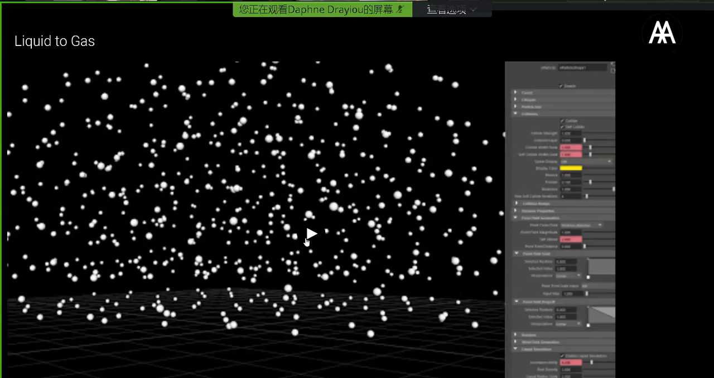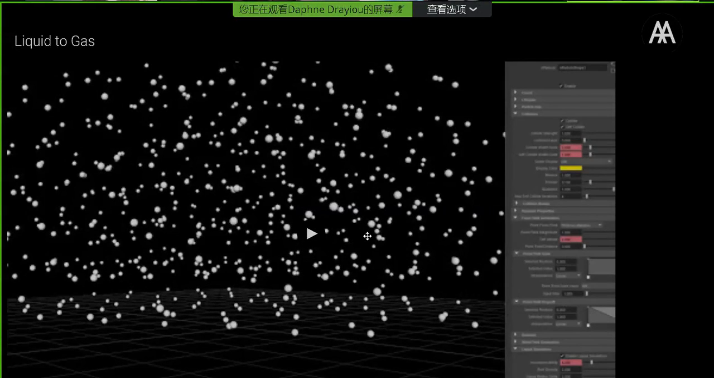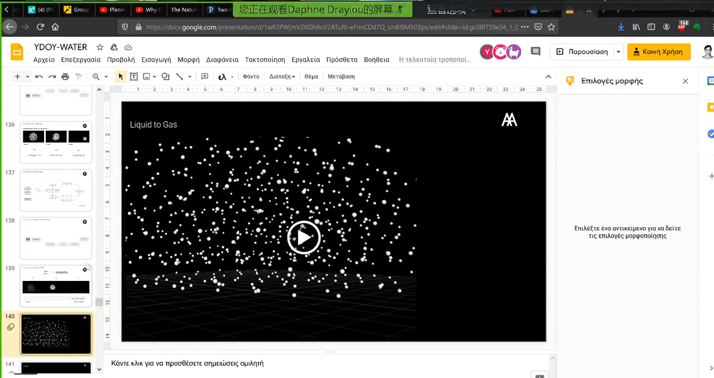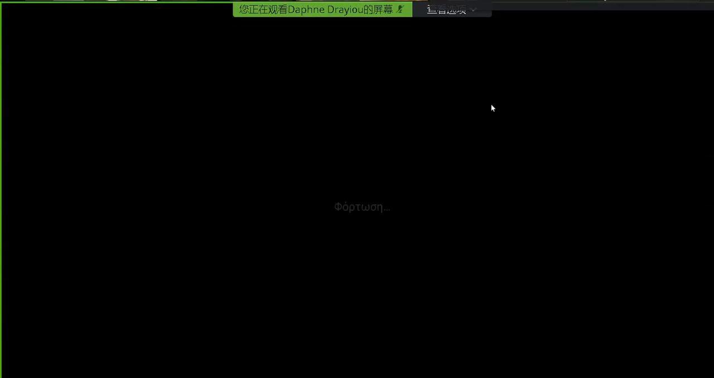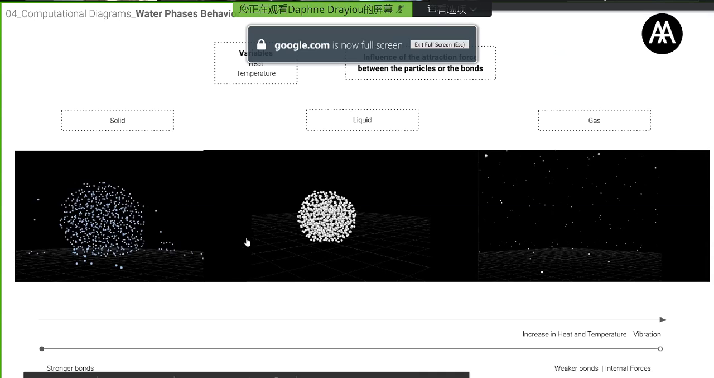So it has different behavior. When six molecules combine together, it becomes the ice spike. So it's kind of changed into another form.